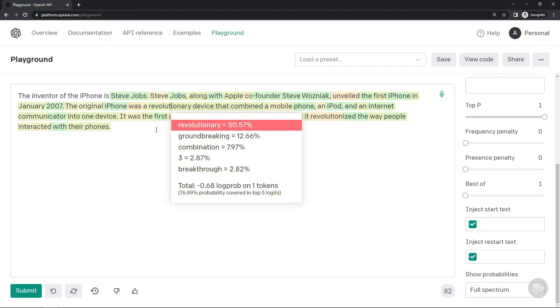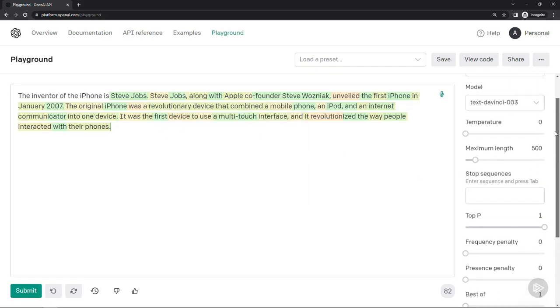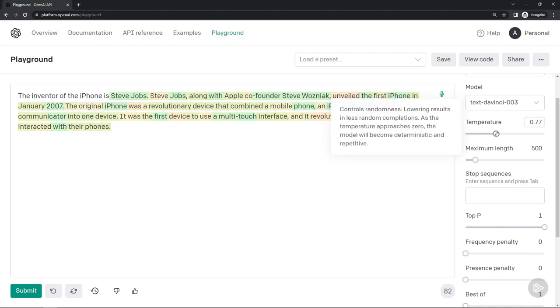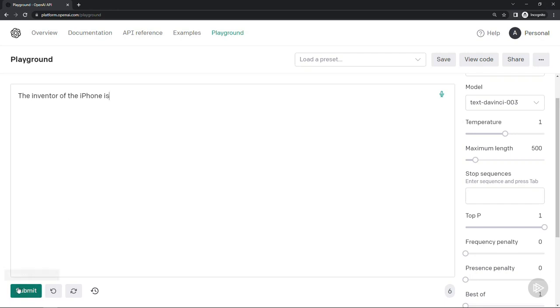Now let's play with some of these other parameters over here on the right. Let's dial up the temperature a little bit. We started with 0, so let's dial this up to 1 to get a little bit more creativity and variability in the response. We'll run the prompt again. I'll get rid of what we had. And let's see what we get this time.